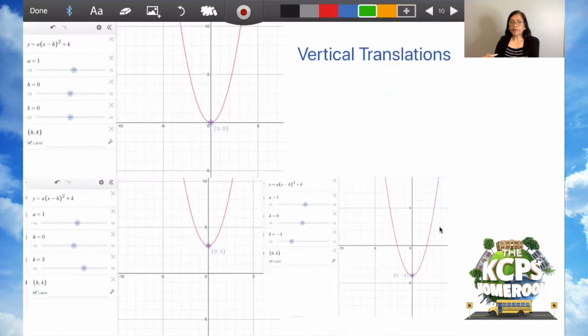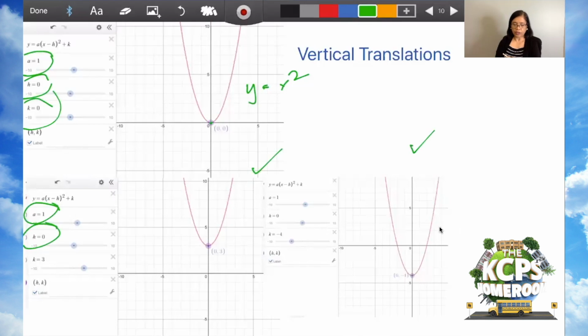Then when we talk about vertical translations, we're talking about the movement of the graph up or down. So if we have the parent graph y equals x squared, again, our a is 1, we put our h at 0 and k at 0. We will compare these two graphs here. In the first graph, h is 0 and k is 0, but we change the value of k. In this case, k is equal to 3. So from 0, 0, when you change the value of k to 3, the vertex now is at the point 0, 3.